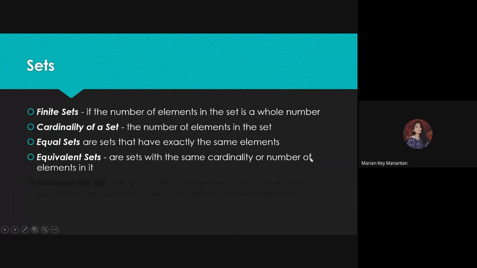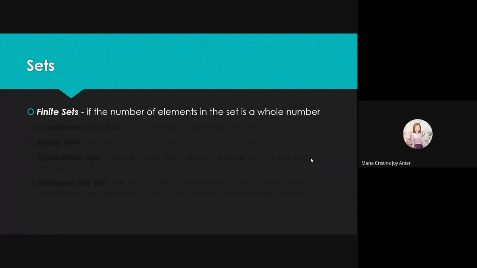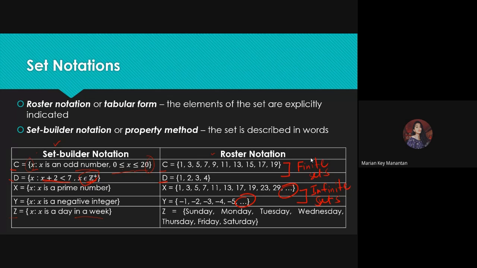Excuse me, Miss, what are the things? Yes. Katong sa pinakaunang example with Miss. Katong sa set C, dili appeal ang 20 sa element, Miss. Dili appeal si 20 kasi odd numbers lang man ta. The set of odd numbers. Okay, Miss. Okay. Sige.